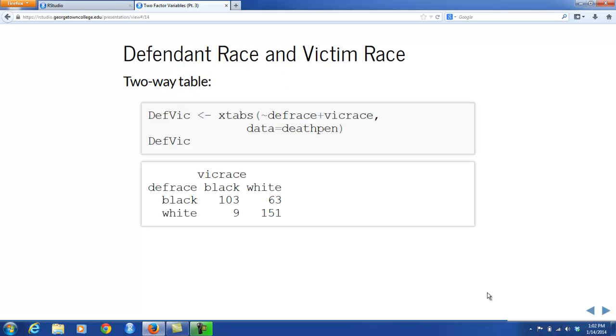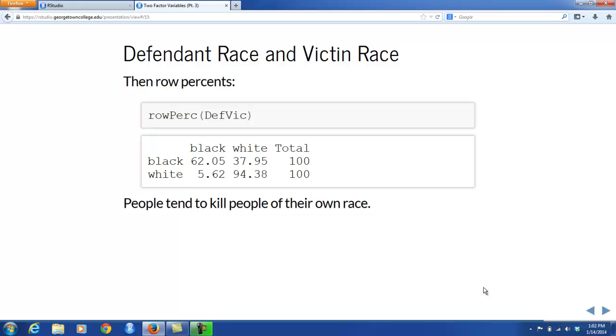We're going to study the relationship between x and z, the relationship between the defendant's race and the victim's race. So we make a two-way table for defendant's race and victim's race for the overall data. And here it is. Now to get the relationship, we're going to run row percents, so we take row percents of the table that we have produced. Now what we find is that people tend to kill people of their own race.